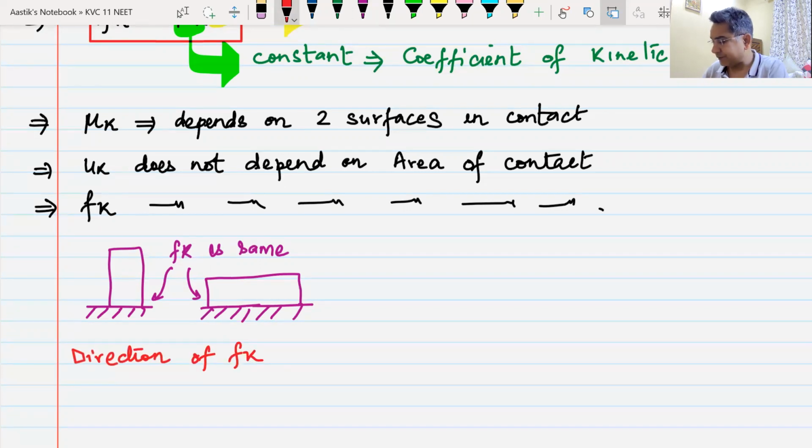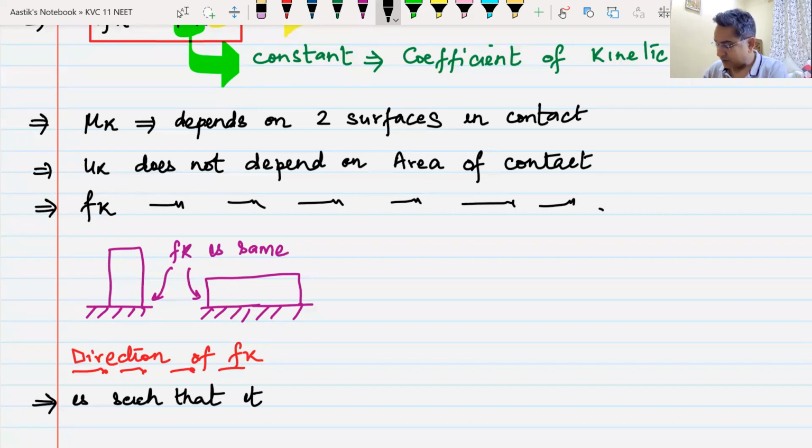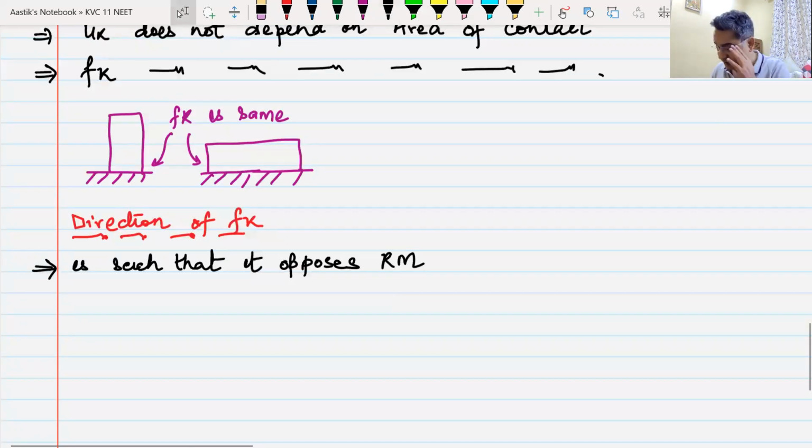Direction of Fk. Direction of kinetic friction. How will be the direction of kinetic friction? The direction of kinetic friction is such that it opposes the relative motion. The direction of kinetic friction would be such that it will oppose the relative motion between the two bodies.